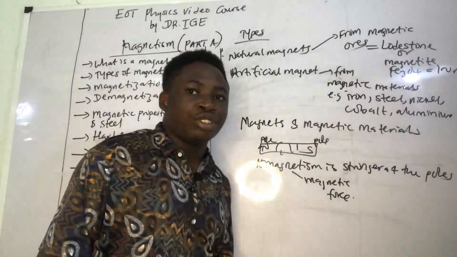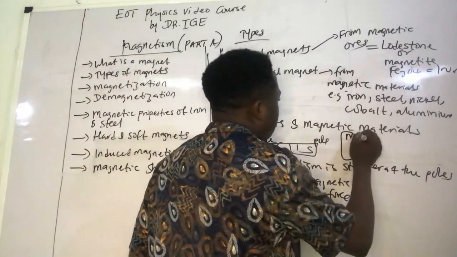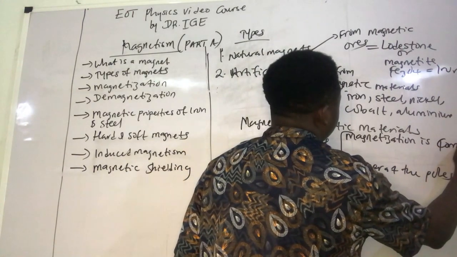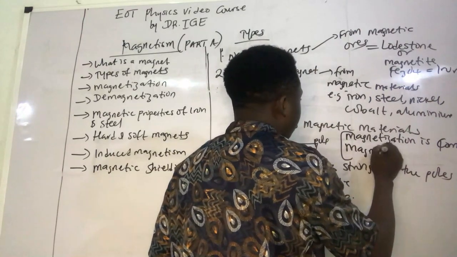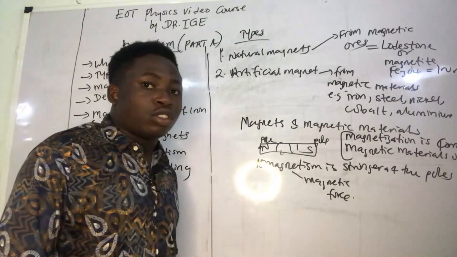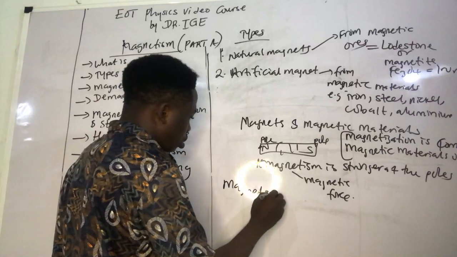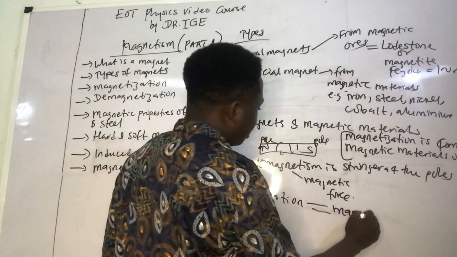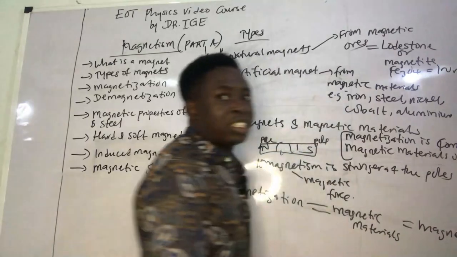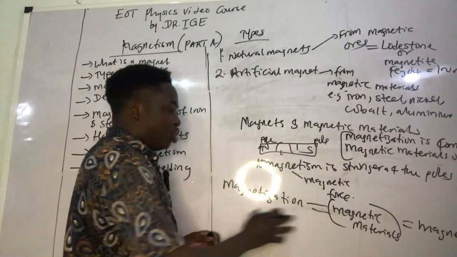So we are going to talk about magnetization now. That's the next thing. But I want you guys to know that magnetization is common to magnetic materials only. Sorry, I have not defined what magnetization is. Let me define it. Magnetization is the process of turning magnetic materials to magnets. So if I convert magnetic materials to magnets, what have I done? Magnetization. As you can see now, the definition already tells us that magnetization is just for magnetic materials only.